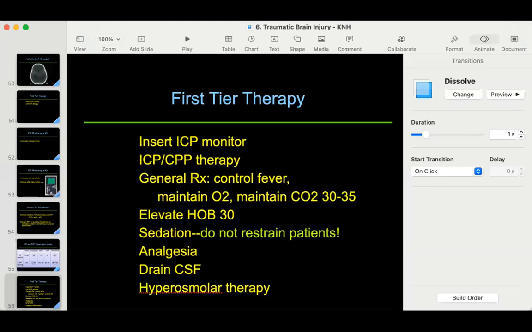All right, thank you. Can atropine play any role in head injury patients? No, unless you are using it for resuscitation, cardiopulmonary resuscitation.